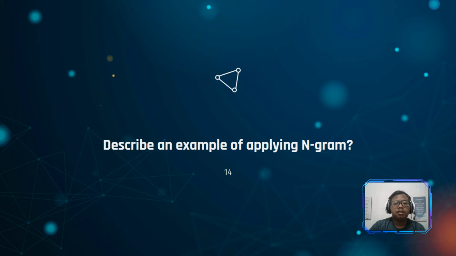And then the next example is Microsoft Word and Grammarly. These two applications use the n-gram method for spelling correction and checking grammar in a given sentence.